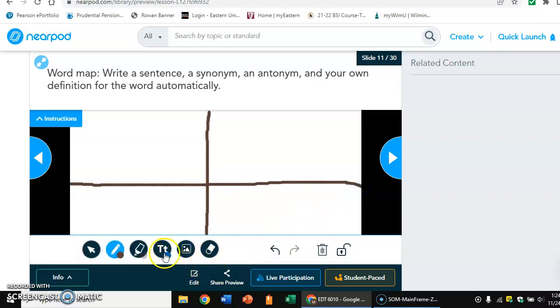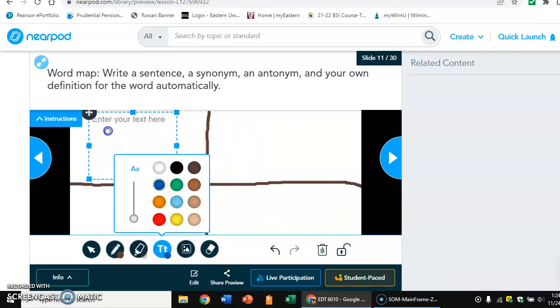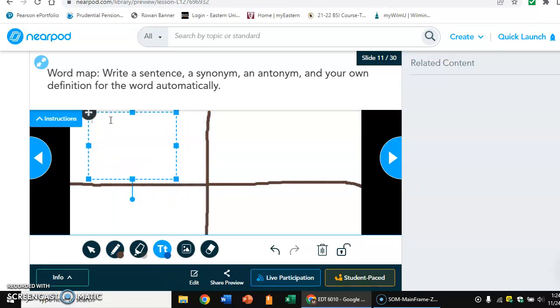Then what you're going to do is you're going to click these two T's, that's your text box, and you're going to drag it into each corner. It doesn't really matter to me what order you do these in, as long as you have all 4 of them completed, okay? So if you want to write your sentence in this box, you would simply write sentence, semicolon, and then your sentence.